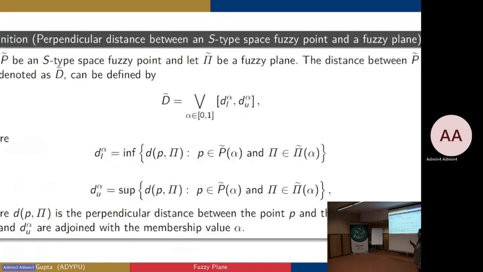Now we want to fit a plane if the data is a space fuzzy point. So to do the fuzzy plane fitting, we need a perpendicular distance of a space fuzzy point and a fuzzy plane, because we are just extending the total least square method, and in the total least square method we need a perpendicular distance of an S type space fuzzy point and a fuzzy plane.